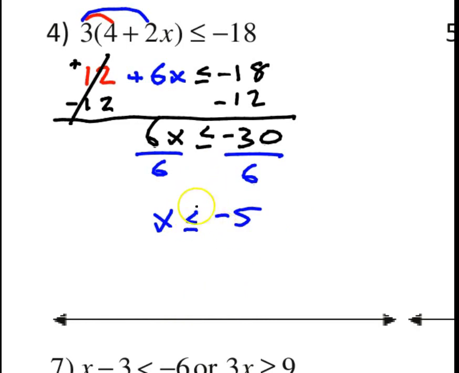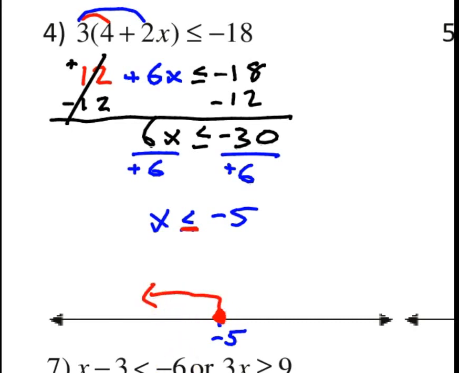Now, you don't flip the sign here because I didn't divide by a negative. I divided by +6. So you notice the sign is the same, and that's good. So we got -5, and we got a closed circle, and going to the left, less than.